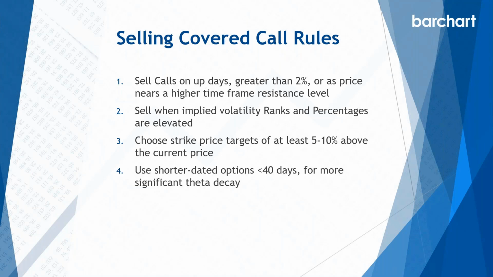The next element I want you to concentrate on is we're going to pick shorter dated options, something inside of 40 days. The effect here is that inside of 40 days, we're going to get a greater theta decay. In other words, the option is going to start wasting away. Now, let me just take a time out here.